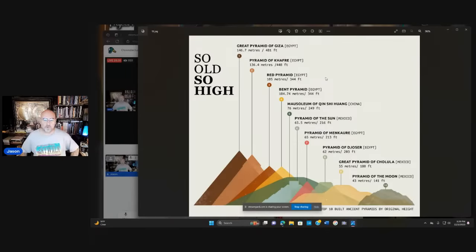Then we have the Red Pyramid, which is mysterious as well. It's at 344 feet, which is 130-something feet less than the Great Pyramid of Egypt. So the Bent Pyramid, the mausoleum of Qin Shi Huang in China. We have the Pyramid of the Sun in Mexico. Yes, it's a lot of mass. It's a huge amount of mass.